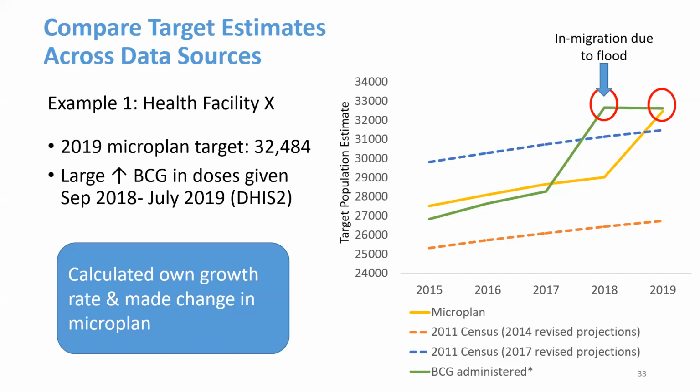If you click one more, we can see that this health facility actually calculated their own growth rate and made a change in their microplan. So this is an example, even at the very local health facility level, of how you can make a difference in getting more accurate target estimates.